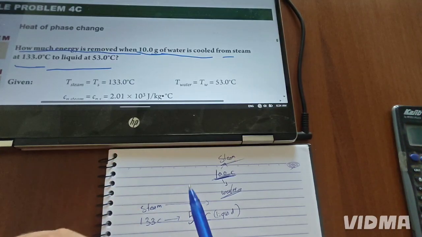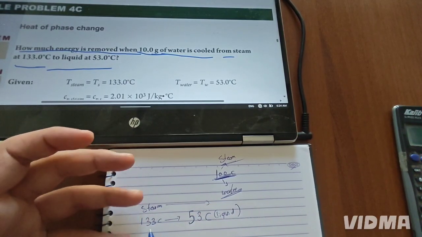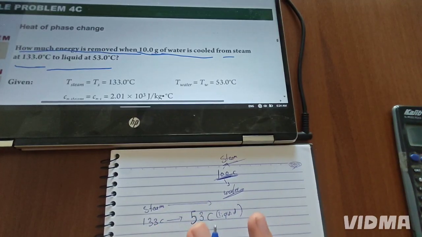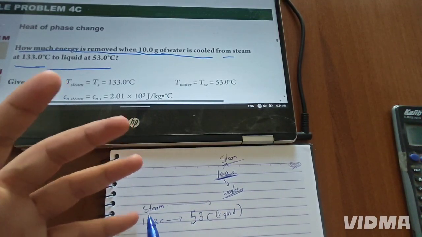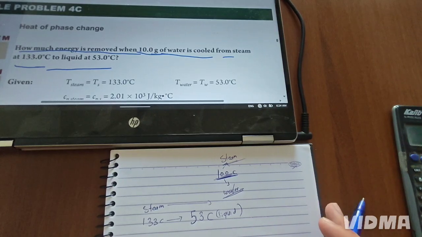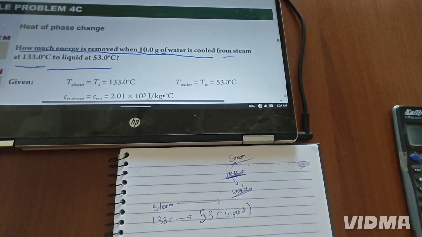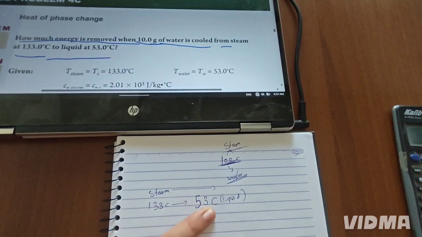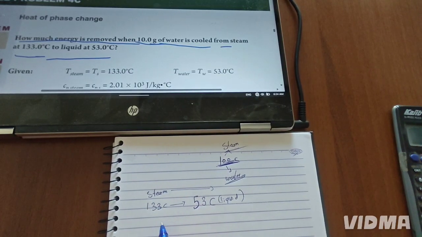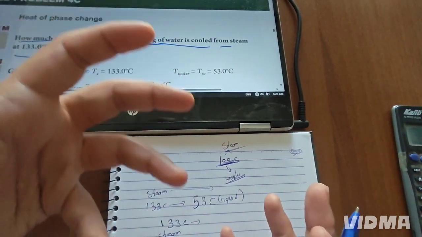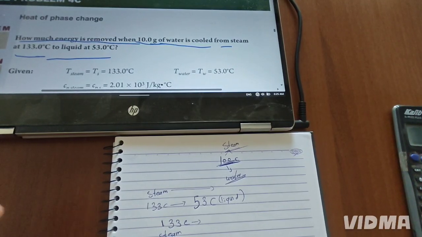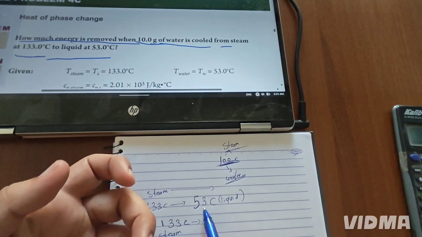We have to cool this temperature. We want to decrease the temperature from steam to liquid. Immediately, directly, we cannot make it go from 133 steam to liquid. We need some steps to convert from 133 Celsius to 53 Celsius. First of all, we have 133 Celsius. This state is steam, we know that. And suddenly, directly converting to liquid, we cannot. The matter has to pass through some steps, then at the end we can make it liquid.